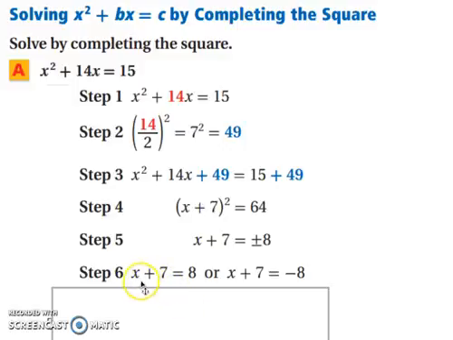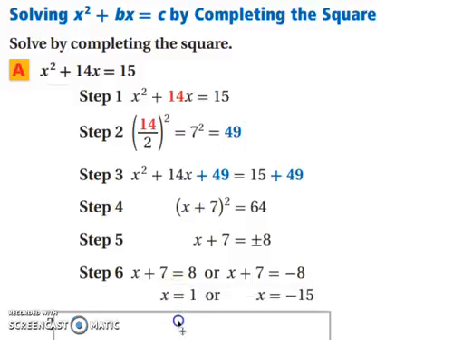However, we have one last thing to do. We want to solve for x. That way we can solve by completing the square. So we solve for x, and we end up with x equals 1, or x equals negative 15.